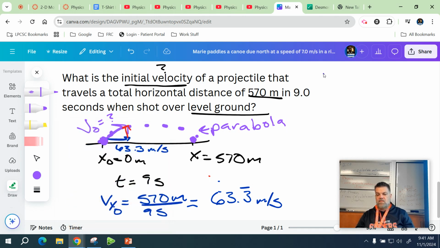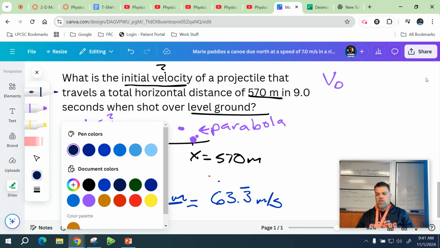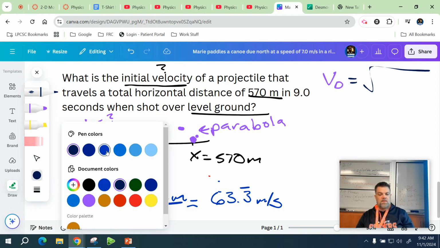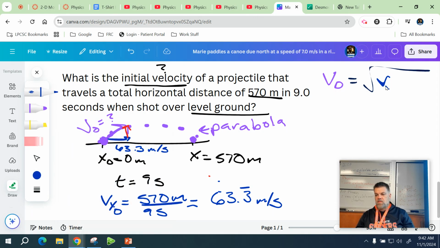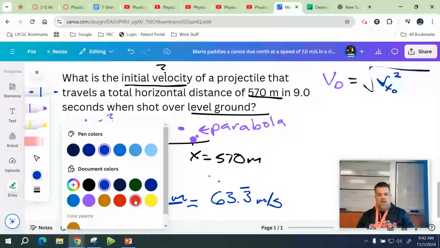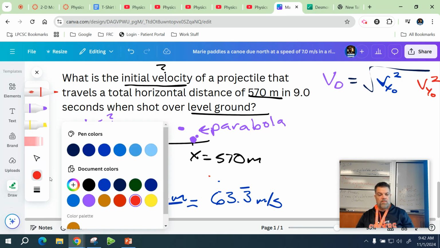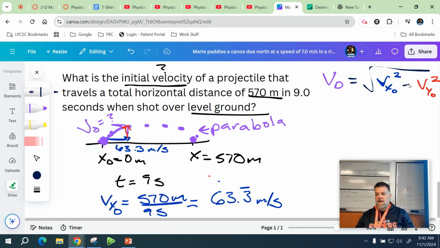I'm going to have to say that my initial velocity v is equal to the square root of v sub x initial squared plus v sub y initial squared. So in order to actually find out this initial velocity, I've got to find v sub y.